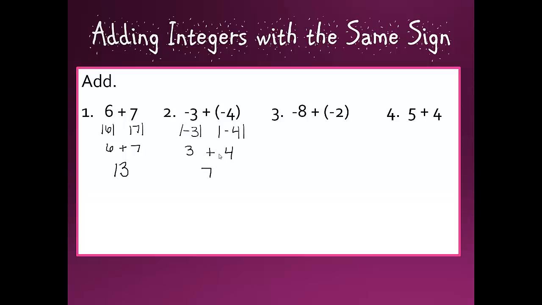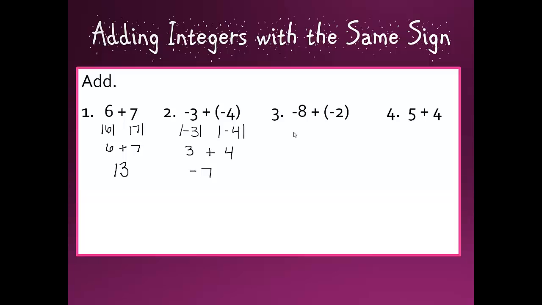Now I need to use the common sign. So I look back at my original problem, and the 3 was negative. The 4 is also negative. So since both of them are negative, my answer is also going to be negative. So my answer is -7.